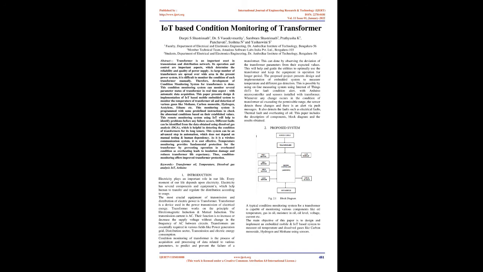1. Introduction. Electricity plays an important role in our life. Every moment of our life depends upon electricity. Electricity has several components and equipment, which help humans to transfer and regulate the distribution according to usage. The most crucial equipment of transmission and distribution of electric power is the transformer.